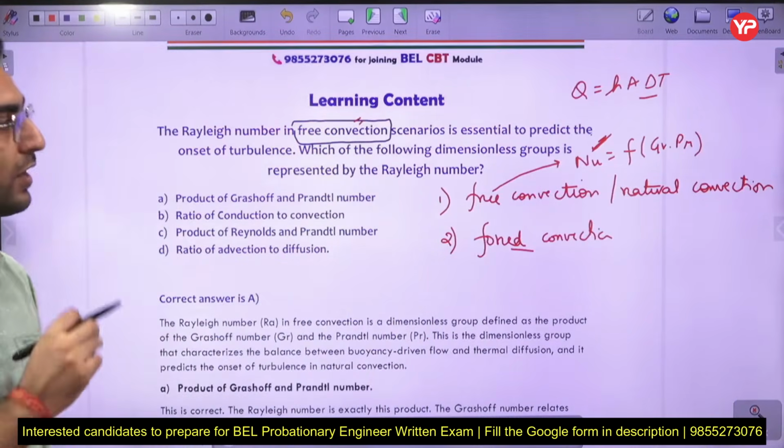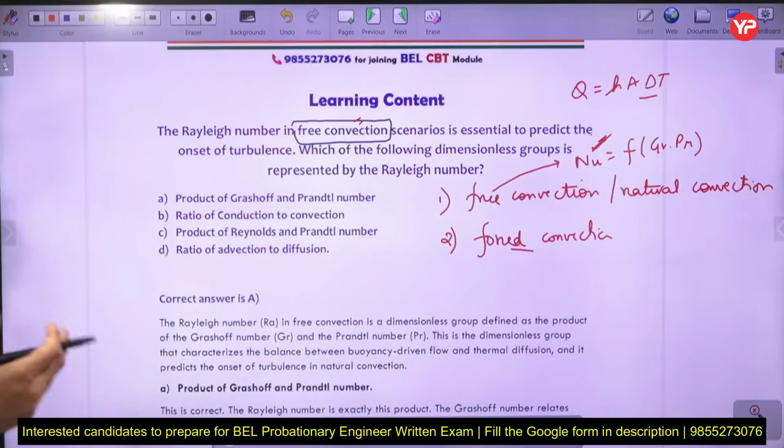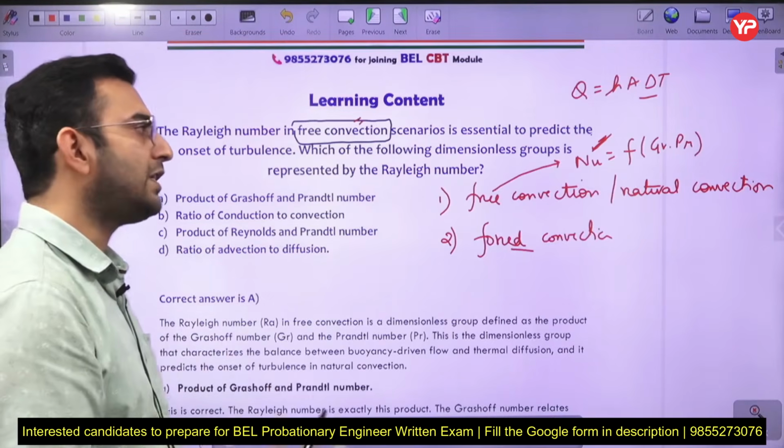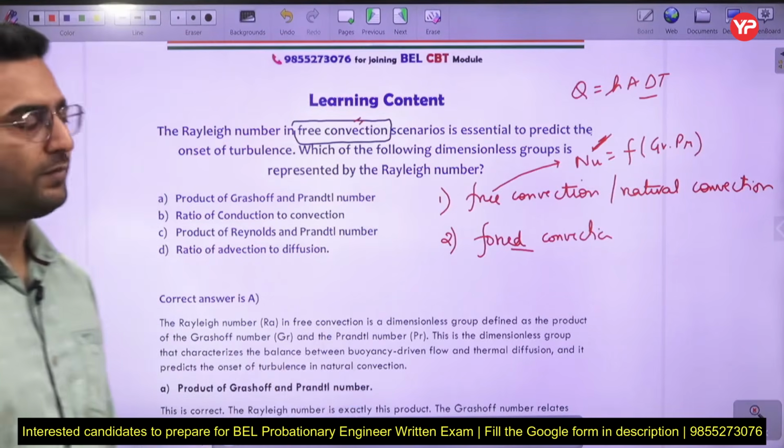But when we talk about the Grashof number, it tells you about the strength of the free convection here. Now the Prandtl number we have already seen, it compares the boundary layers here. So that's a simple case.